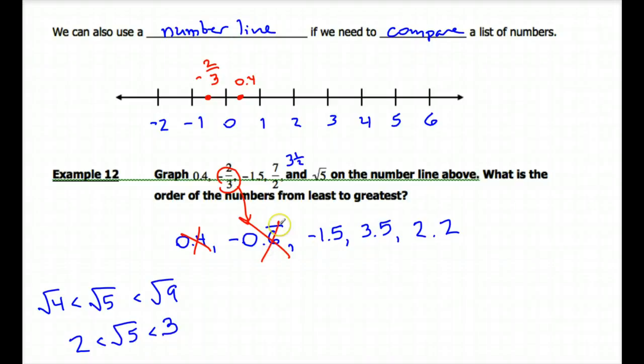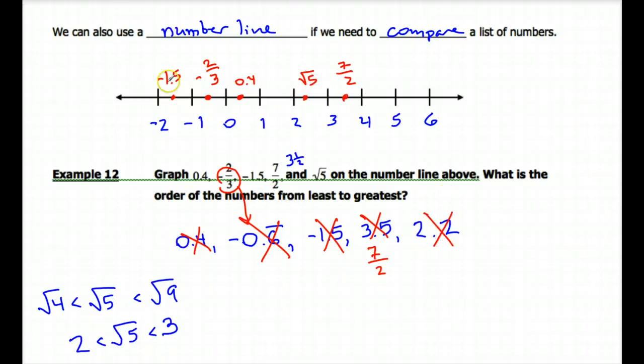Negative 1.5, okay, that was a decimal originally. That's exactly halfway between negative 1 and negative 2, so right there. 3.5, remember we said that was 7 halves, was the same thing as 3.5, so I'm going to write this as 7 halves. It's exactly between 3 and 4, would be right up here. And then lastly, 2.2, also this square root of 5, that's going to be just a little bit to the right of 2, just a little bit bigger than 2, so I'm going to label that as square root of 5. And now I have those 5 numbers in their original format.